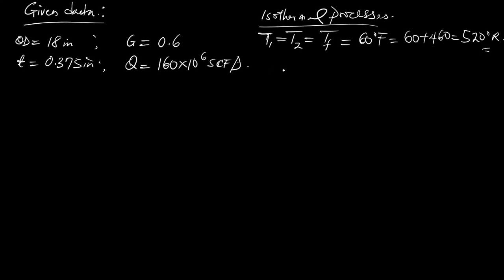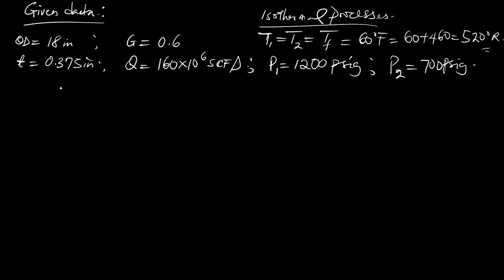Now let me just write all that was given. We are given the pressure P1 to be 1200 psig. We are also given the outlet or downstream pressure, which is 700 psig. So this is the upstream and downstream pressure, or inlet and outlet pressure.